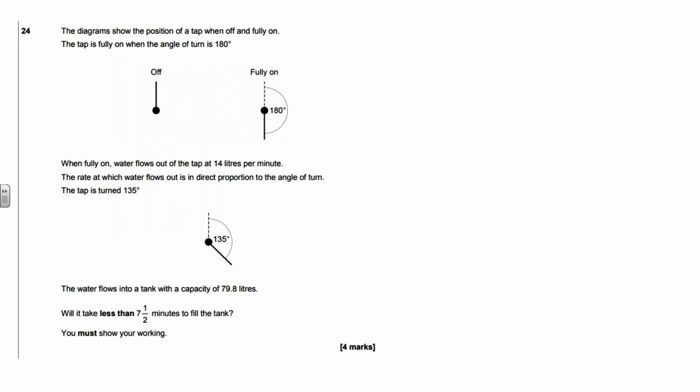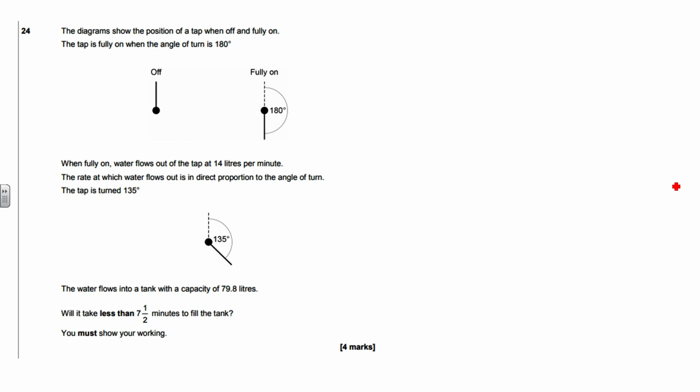Question 24. We're getting to very weird now. The diagram shows the position of a tap when off and fully on. The tap is fully on when the angle of turn is 180 degrees. Basically, you yank it round all the way to 180 degrees, it's fully on. When the tap is fully on, the water flows out of the tap at 14 litres per minute. The rate at which the tap flows out is in direct proportion to the angle of turn. So in other words, whatever fraction of 180 we've turned it by, that's what fraction of 14 litres comes out every minute.